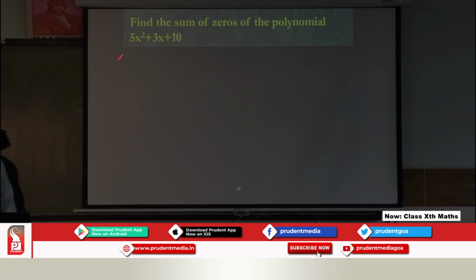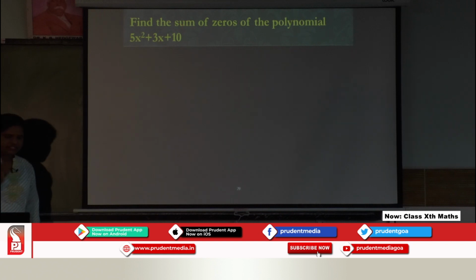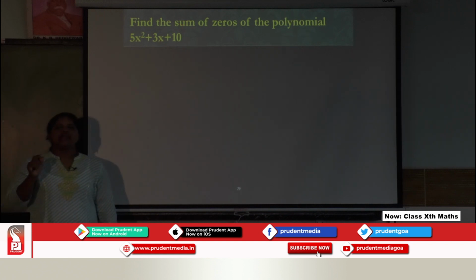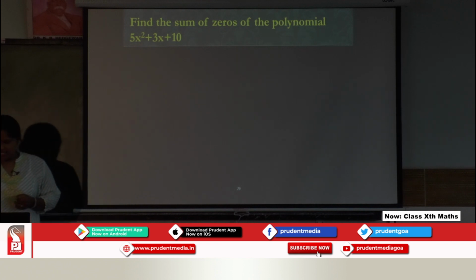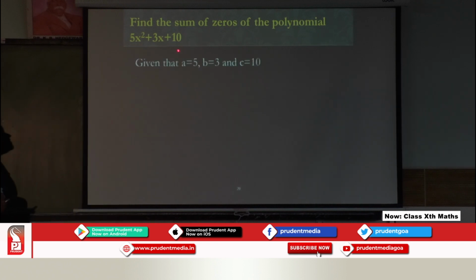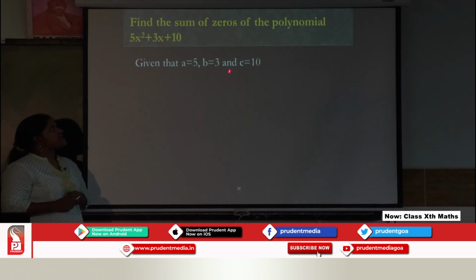Let's have a look at a simple problem. This problem is mostly for 1 mark. Find the sum of zeros of the polynomial 5x square plus 3x plus 10. Our first job is to identify a, b and c. If you see here, a is 5, the coefficient of x square, your first term. b is 3, the coefficient of x, and the last term 10 is the constant. So you know a, b and c.